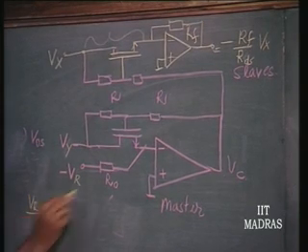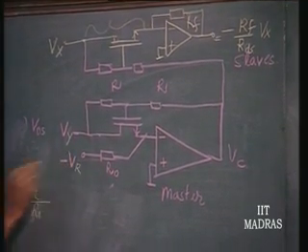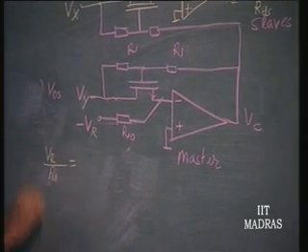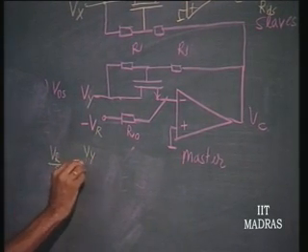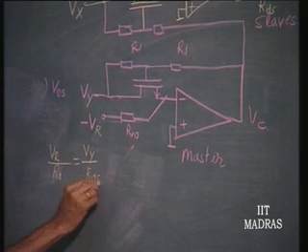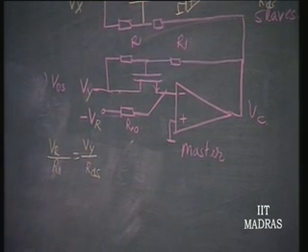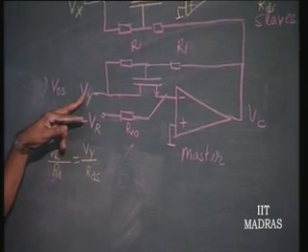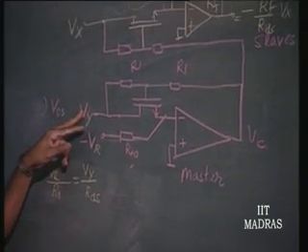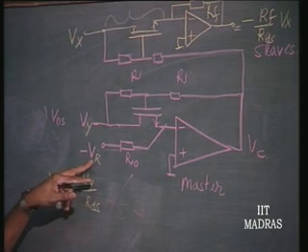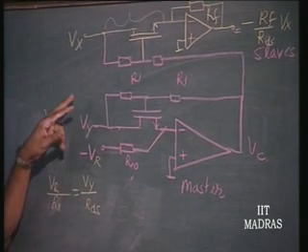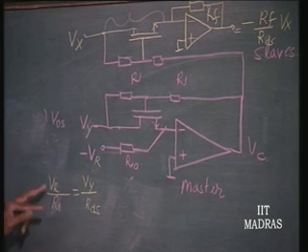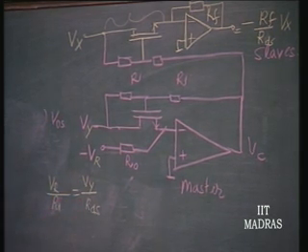Vr divided by R naught is the current drawn, that should be equal to Vy divided by RDS. Vr is positive, so Vy is positive. It is necessary that Vy can only take on a single polarity, the positive polarity in this case. If this is positive, this has to be negative. This is the requirement.